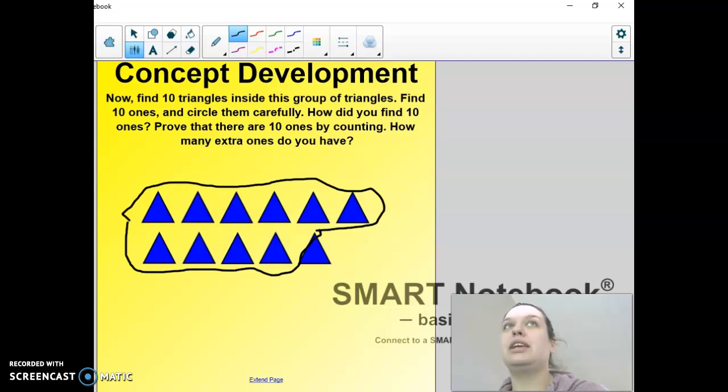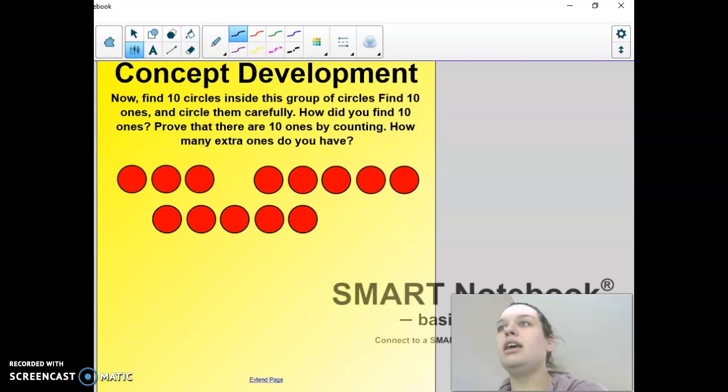So get those thinking caps ready. I would like you to draw 14 circles, okay? Draw 14 circles on your paper and then pause. So pause me. Draw 14 circles on your paper and then unpause me.